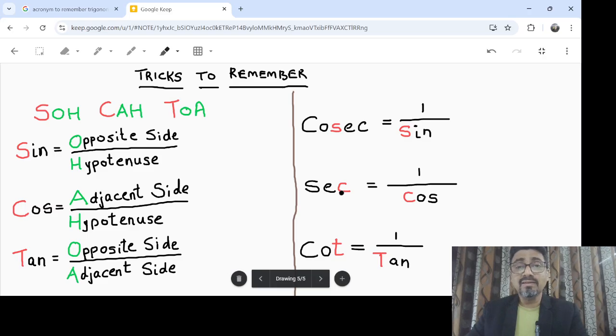Sec, the third letter is C. Starting from C, the original trigonometric ratio is cos. So sec is equal to 1 upon cos. And cot, the third letter is T. Starting from T, the original trigonometric ratio is tan. So cot is reciprocal of tan, that is 1 upon tan. These were the six trigonometric ratios that we will be using in all the chapters associated with trigonometry.